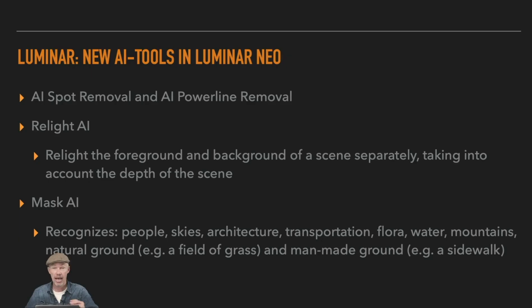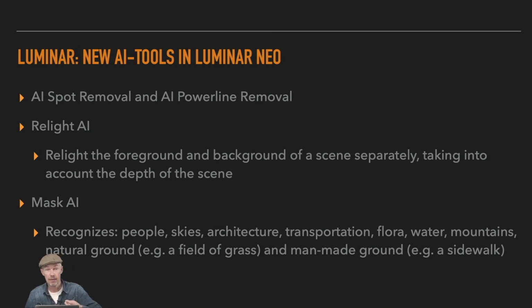Well, if you want to relight that believably, you have to take into account the depth in the scene. You can't just brighten your subject and darken your background, because then they will look like they have been cut out. So Relight AI lets you relight the foreground and the background separately, but it takes into account the transition zone from foreground to background, and you can manage that, and it's a really cool feature. Okay, and then the latest addition is Mask AI.